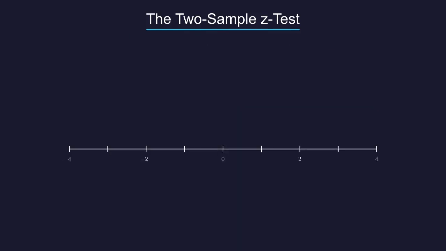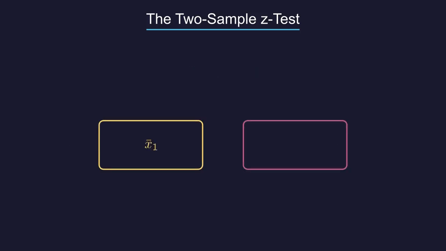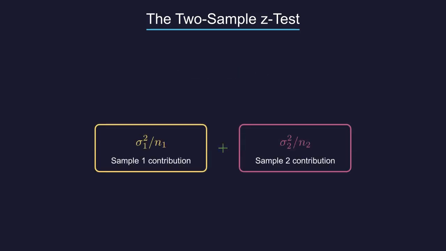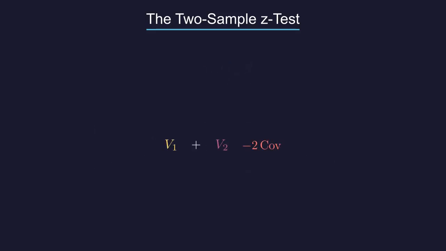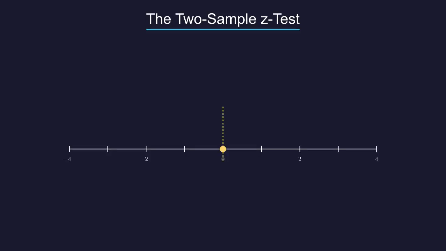The null implemented is H0: mu1 minus mu2 equals 0. The numerator, x bar 1 minus x bar 2, measures the observed difference, and the denominator combines independent known variance contributions. Covariance would be needed if samples were paired or otherwise related. Under H0 and the normal model, z follows the standard normal distribution.